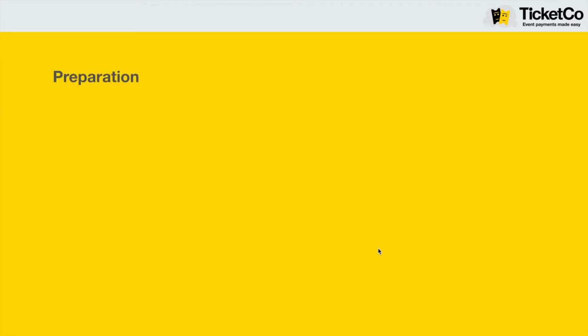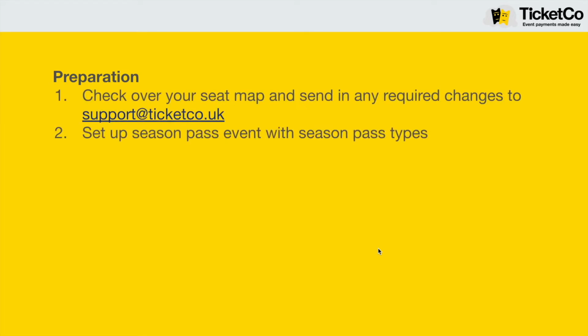The renewals process can be broken down into a couple of different steps. Firstly, you have the preparation stages. The very first thing you need to do in preparation for renewals is to check over your seat map and to send in any required changes to TicketCo support. You also need to prepare your new season pass event once your map is ready and create all your season pass types.